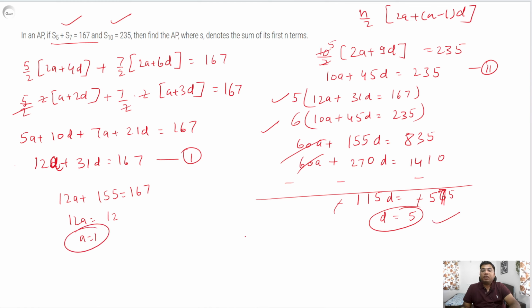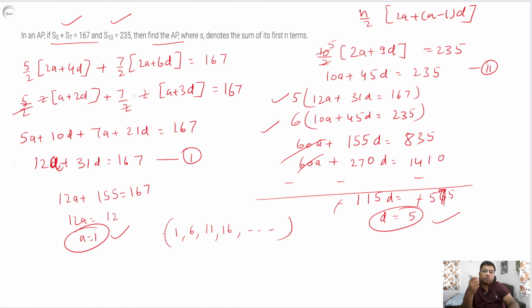I have the value of A and D both. The question says find the AP. Find the AP means you write 3-4 terms of the AP and then you are done with it. So the first term is 1, the second term will be 6, and then 11, and then 16, and so on. This is how you solve the question. So by now you would have realized that figuring out the values of A and D using simultaneous equations is absolutely important. If you can figure that out, most of your job is done already.